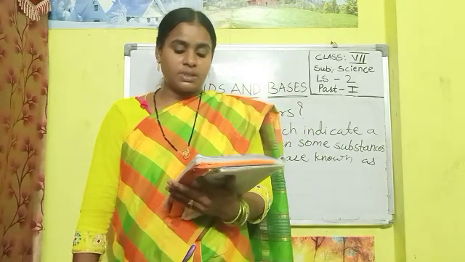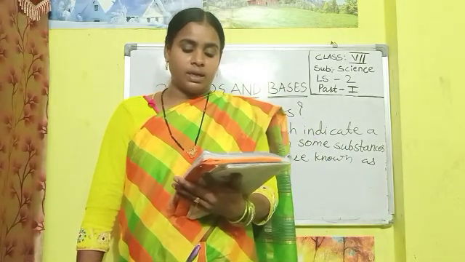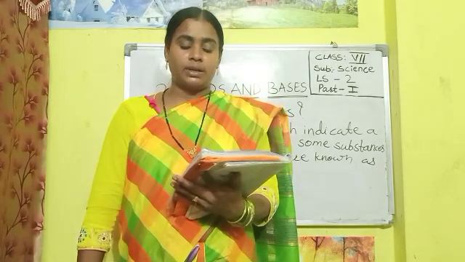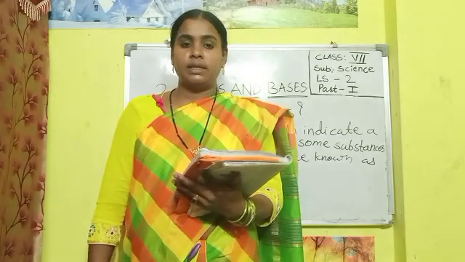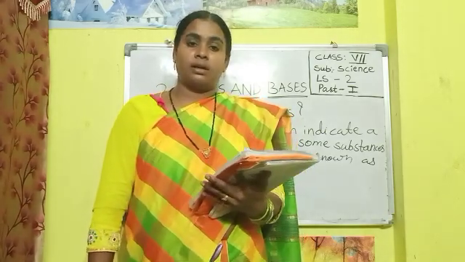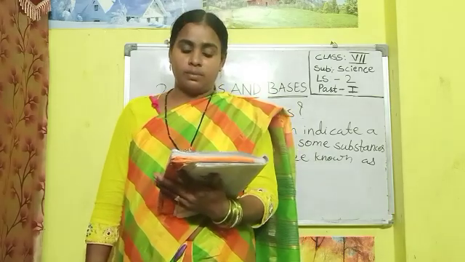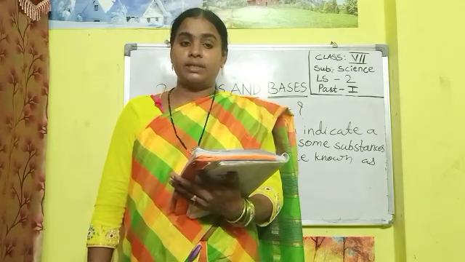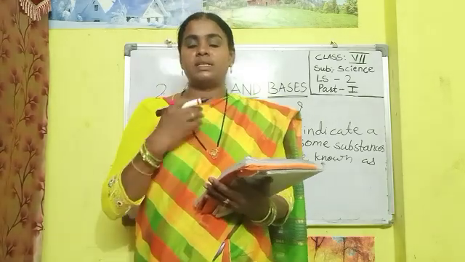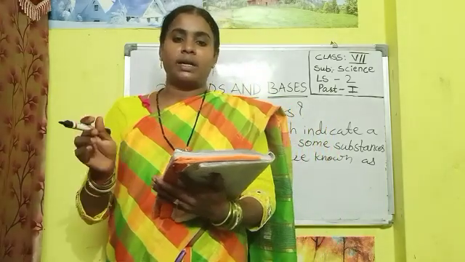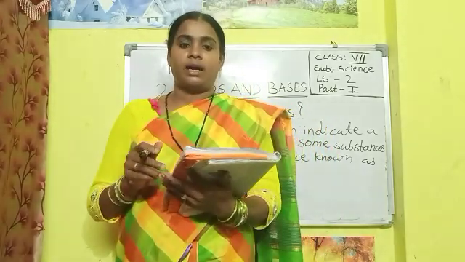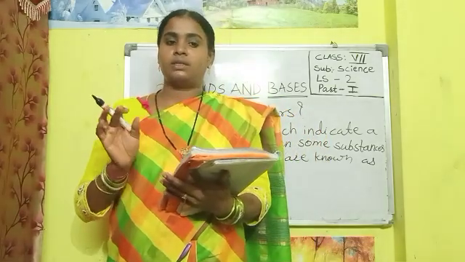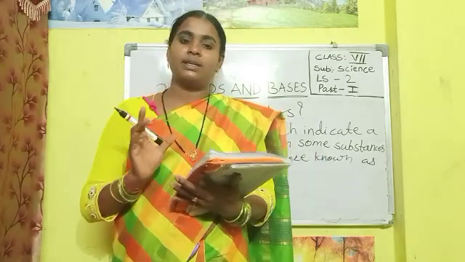So children, the substances which change blue litmus to red are acidic in nature. And the substances which change the color red to blue are basic in nature. The substances which change the color blue to red are acidic in nature. And the substances which change color red to blue are bases. And the substances which do not change the color are neutral in nature.